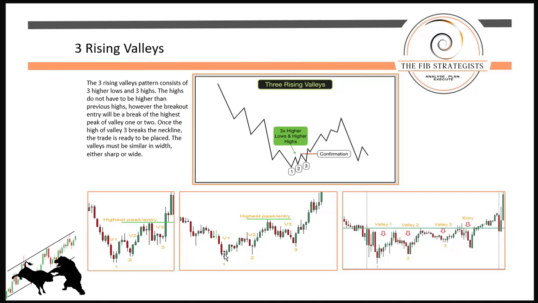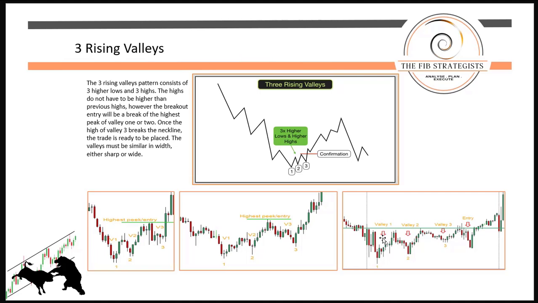Downward trend, makes a low, Valley 1, moves up, pulls back, makes a low, higher low, moves up to form resistance, pulls back to form low number 3, 1, 2, and 3 higher lows, break of resistance, enter your position long, stop loss at the bottom of low 3.